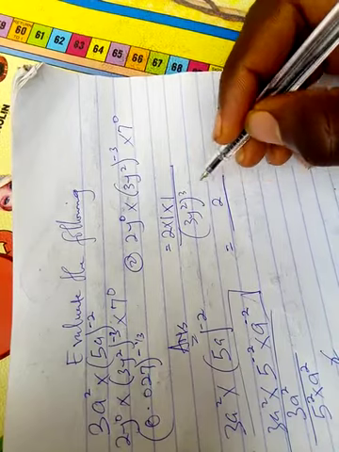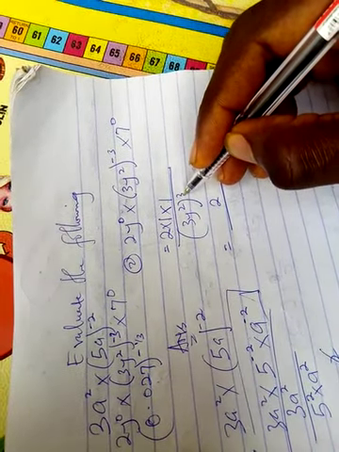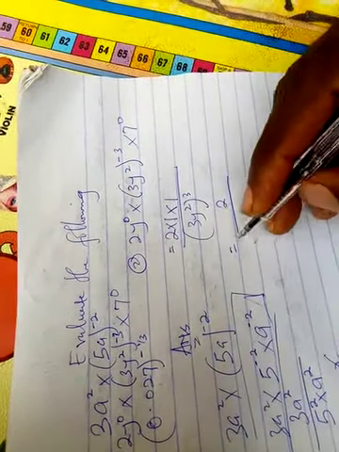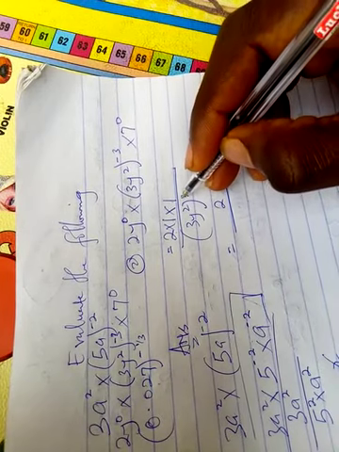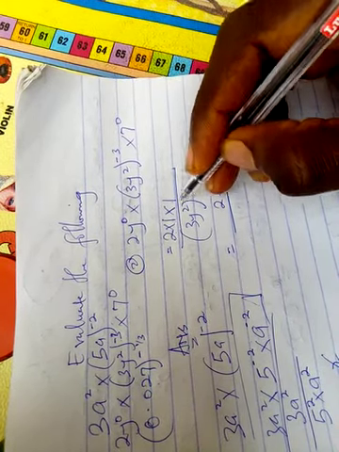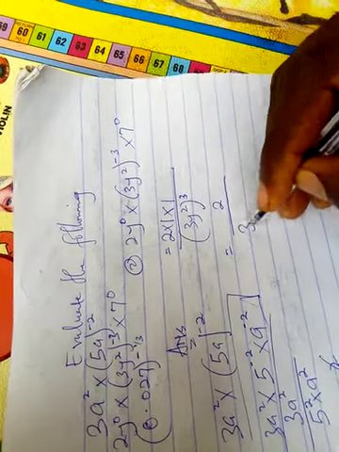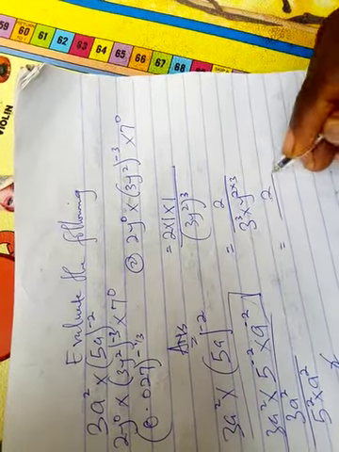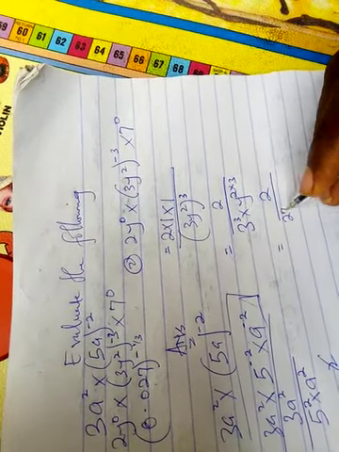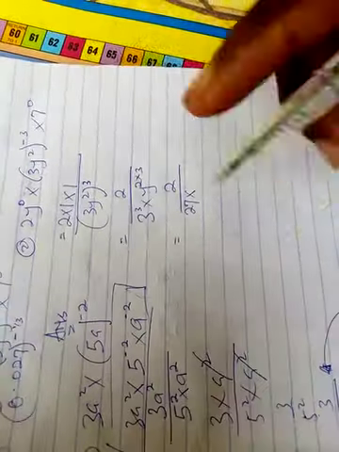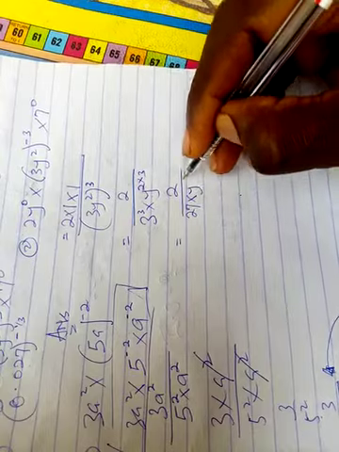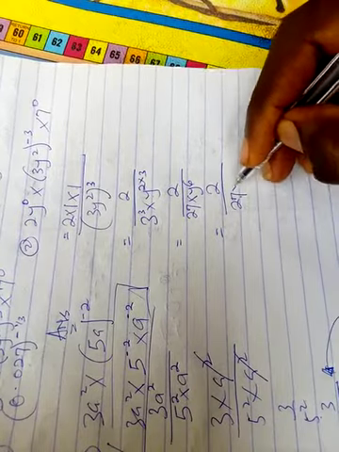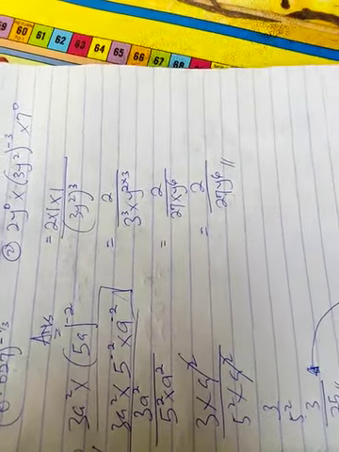Now when you break this down, don't forget the law. That's the power. That's the product power law. So the product power law states that this power that is outside the bracket affects all the powers inside. So we have 3 raised to power 3 times y raised to power 2 times 3. So this gives you 2 over 3 raised to power 3 gives you 27 times y raised to power 2 times 3 will give you y raised to power 6. So this gives you 2 over 27 y raised to power 6. So that's it for that.